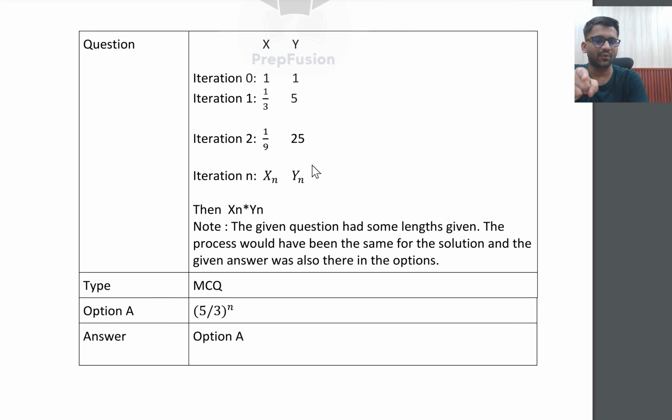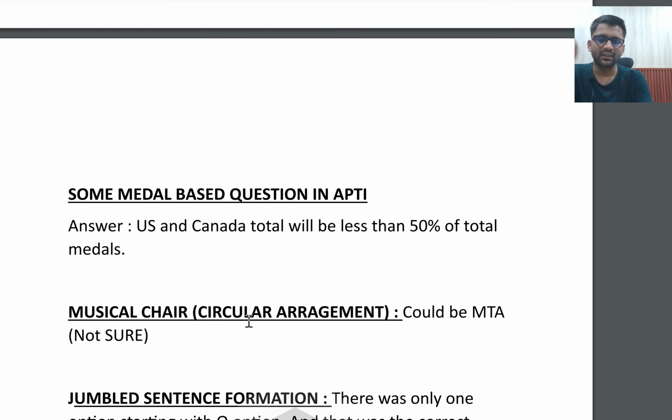We have just written down the approach here, because we don't have the data of how the lines were given, but we know the answer, and we know the approach of how you needed to proceed. So that answer and that approach we have given here. In the actual examination there was some diagram. So 5 by 3 to the power n would have been the answer.